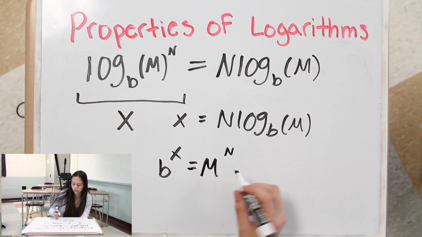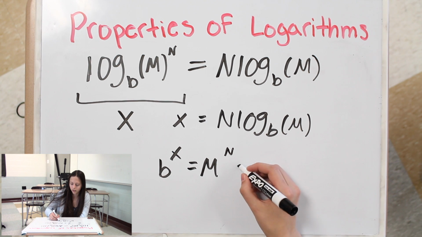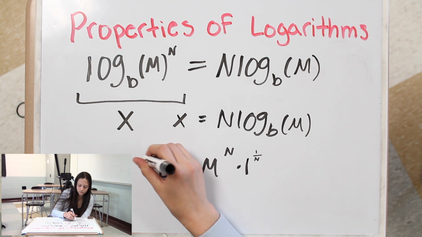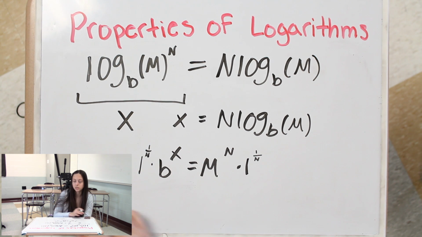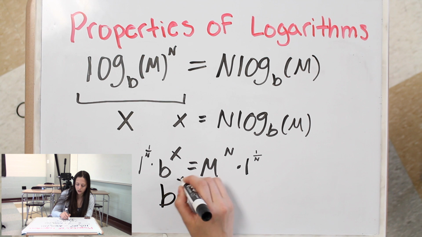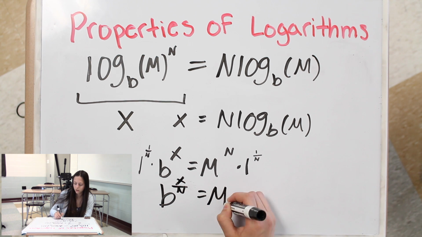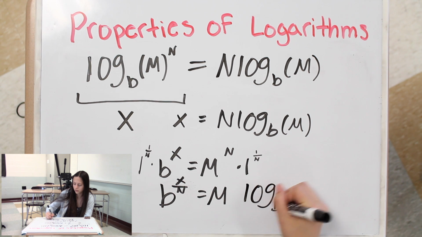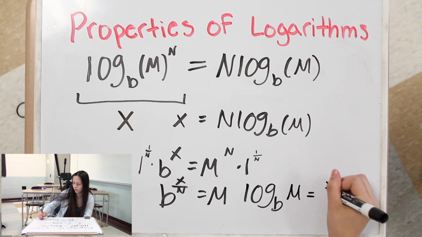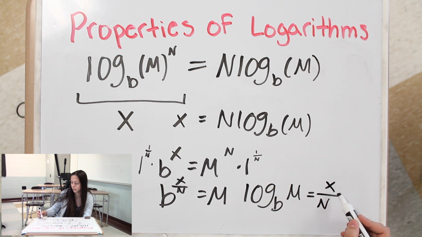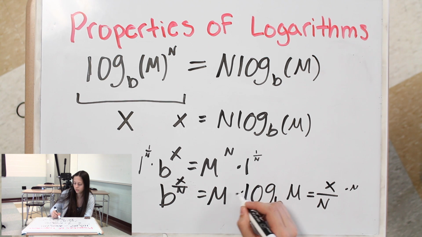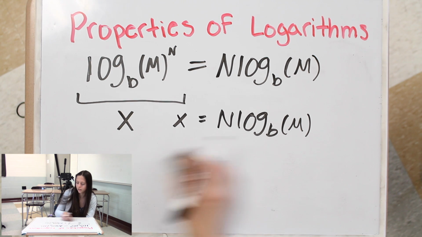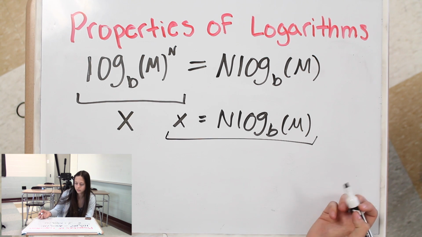Because we want m to be alone on this side of the equation, we're going to raise both sides to the power of 1 over n, which is going to equal b to the power of x over n equals m. Turning this back into logarithm form, we have log base b of m equals x over n. Now we want the x to be alone, so we multiply both sides by n. All of this leads us back to this equation beforehand.